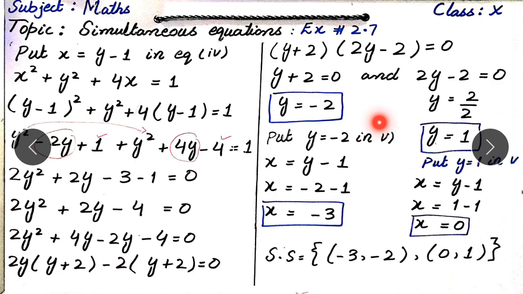Now we will have 2 brackets, and the 2 brackets can be put equal to 0, and we will have the value of y, which will be minus 2 and 1. We can put the values of y in the same equation in order to find the value of x. So the values of x and y are written in the form of ordered pairs in the solution set.